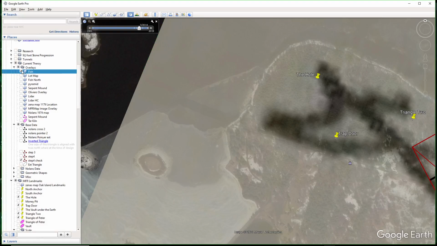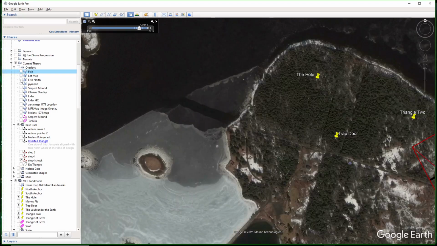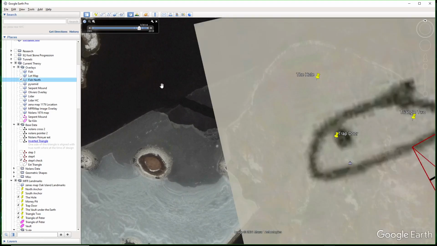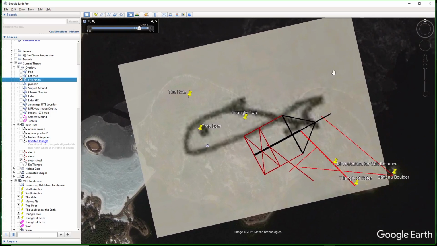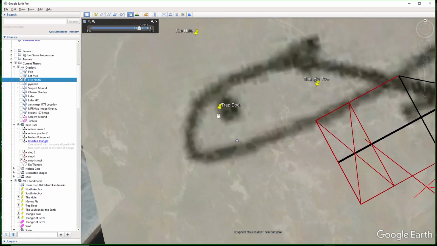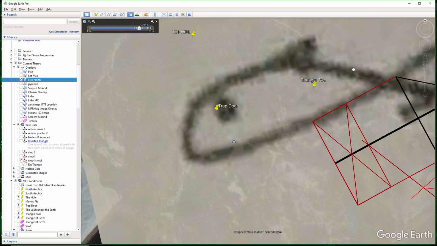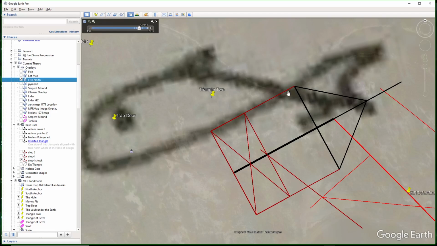Okay, so let's move on to the next fish. This is the medium-sized fish, and this is the one that I sort of looked at. Here we have the emphasis on the trap door. We also have an alignment here that's going to show you the alignment to triangle 2. So it's emphasizing that. It's also emphasizing this line right around here.